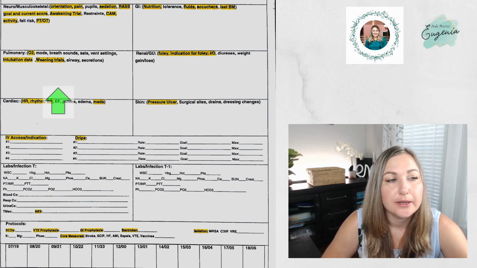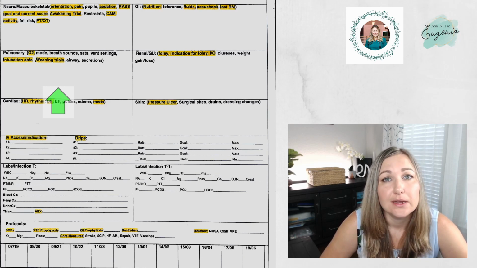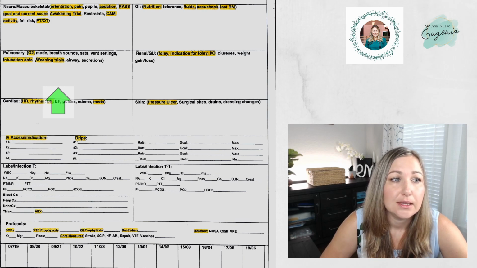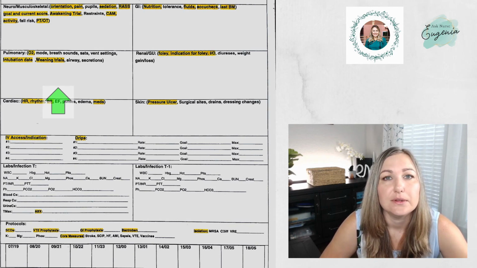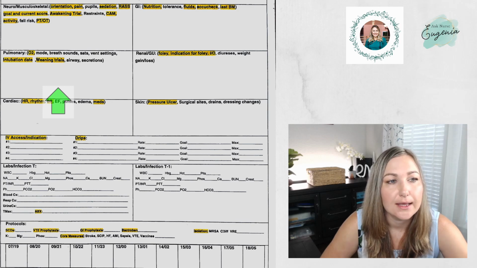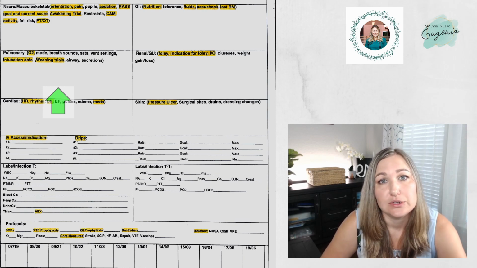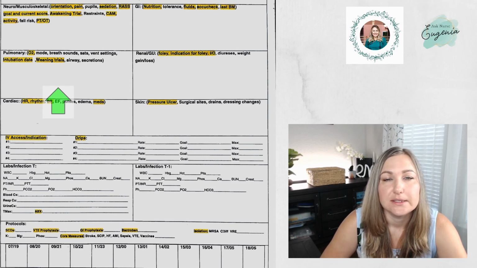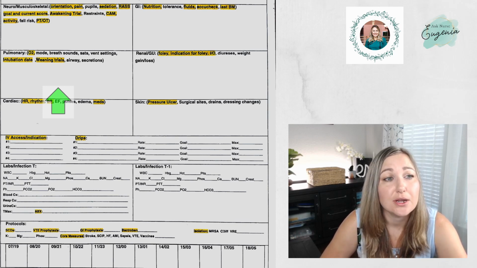Next would be pulmonary. This is where you write everything that has to do with the breathing, with the ventilator settings, what their O2 level is, and if they're on a ventilator, what their mode and vent settings are, breath sounds, if they have crackles or diminished breath sounds and stuff like that. Intubation date matters, as well as the size of the ET tube, so you need to know that. And also the weaning trials, SBT, right? Spontaneous breathing trials. You want to know if you're trying to wake the patient up or not.